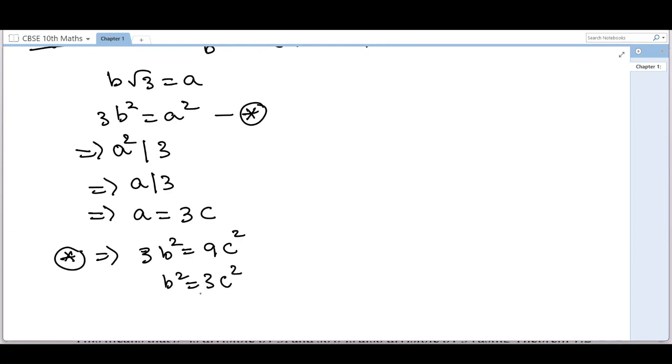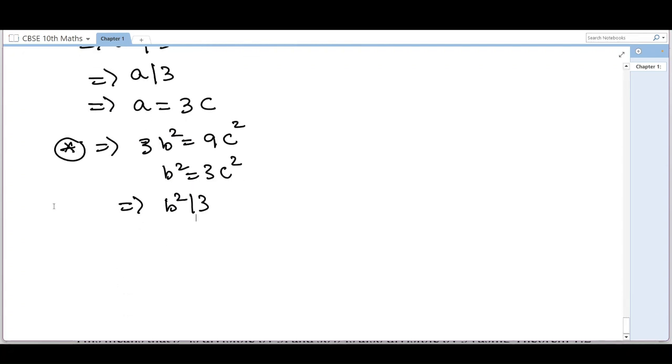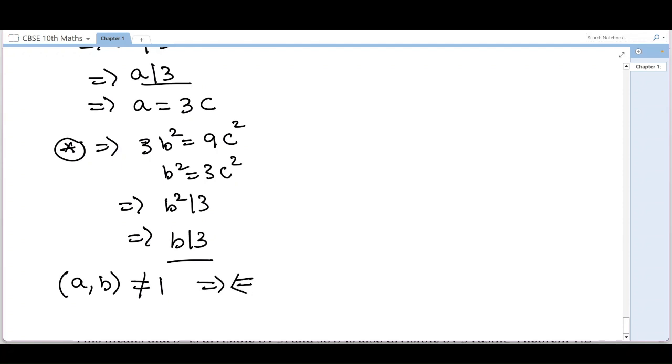Again b square is written as a product of 3. So from this we can conclude that b square is divisible by 3 from the above theorem. We could say b is divisible by 3. So thus a and b both are divisible by 3, which implies the GCD of a and b is not equal to 1. That is, a and b are not co-prime, which is contradictory to the hypothesis. Therefore, what we have assumed is wrong. What we have assumed is root 3 is rational, which is wrong. Therefore, root 3 is irrational, right?